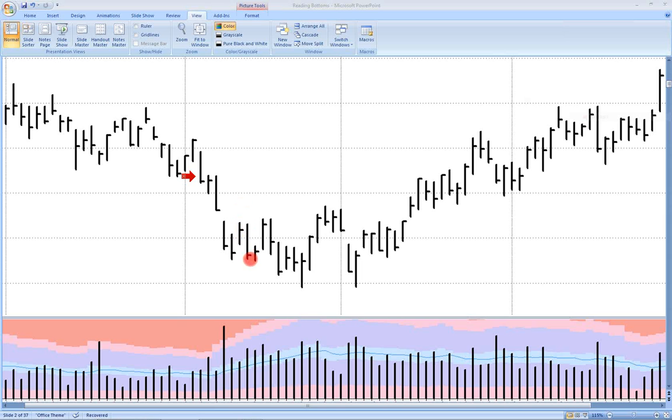What about the next bar? What do you see here? How do you read this? Who's in control here and what's happening?